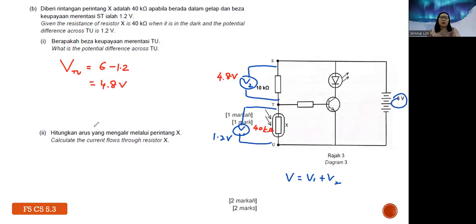Next, calculate the current flowing through the resistor X. As you all know, you will always have a common formula to calculate current, which is what? V equals I R.